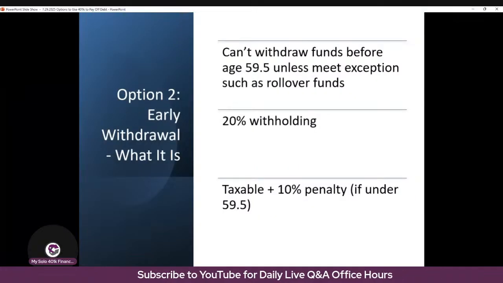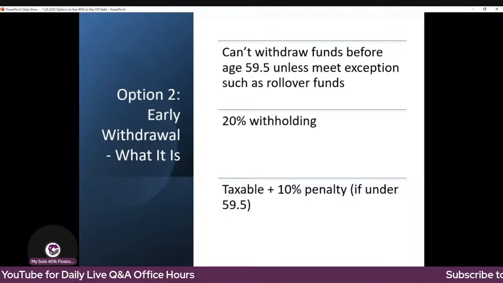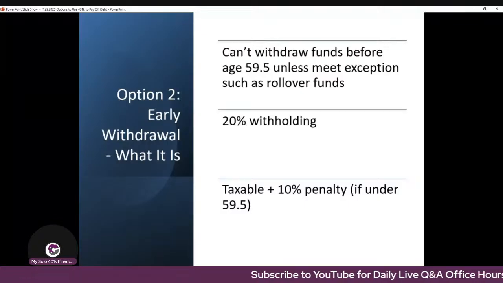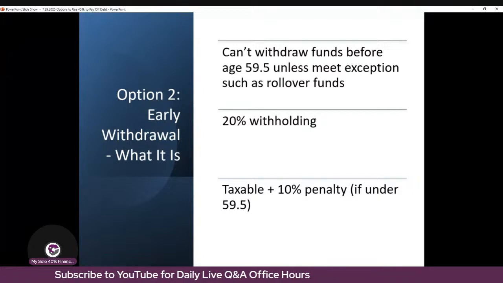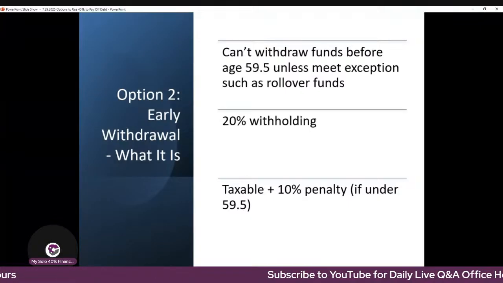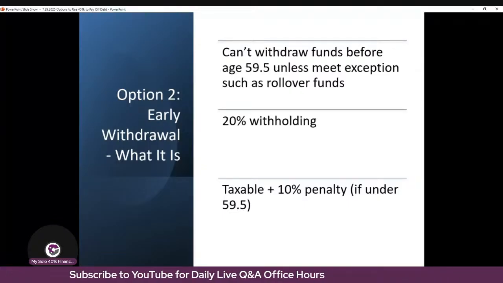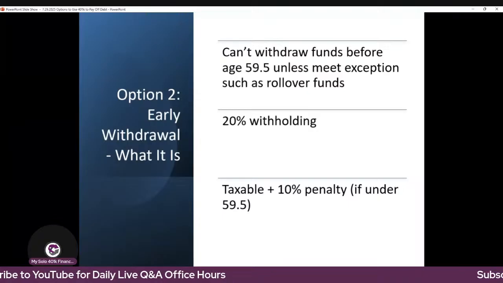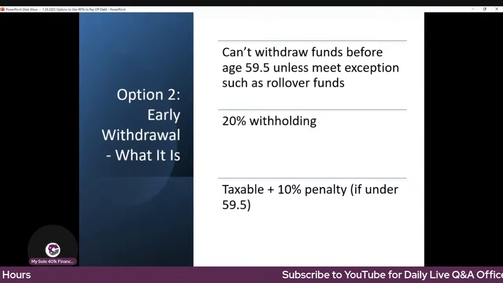That's a possible risk. Now let's talk about early withdrawal. There are distribution rules when you're talking about withdrawing money from your 401k account. Generally speaking, one cannot withdraw funds from their 401k before age 59 and a half, unless you meet an exception. One of the most common exceptions would be money that was rolled into the plan. So if you rolled money into the plan from, say, a former employer plan or a pre-tax IRA, those funds can be withdrawn at any time without having to meet a triggering event.